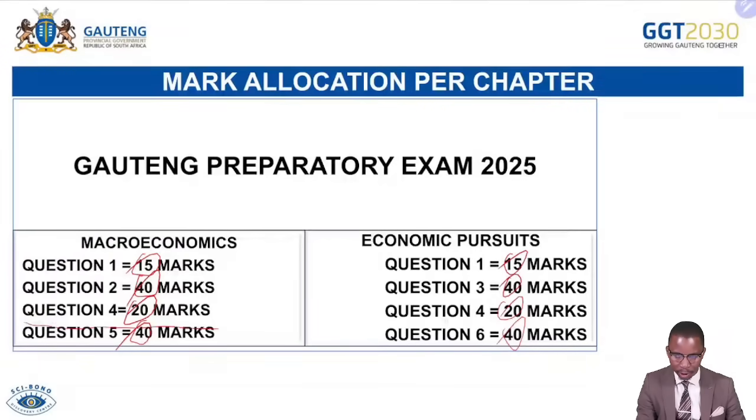If you check, Question 4 is common here. Question 4 is the combination of both macroeconomics and economic pursuits. 20 marks, that gives you 40. Question 1 is also common because in macroeconomics, you have 15 marks that you will be working for, and in economic pursuits, you also have 15 marks. That gives you 30.